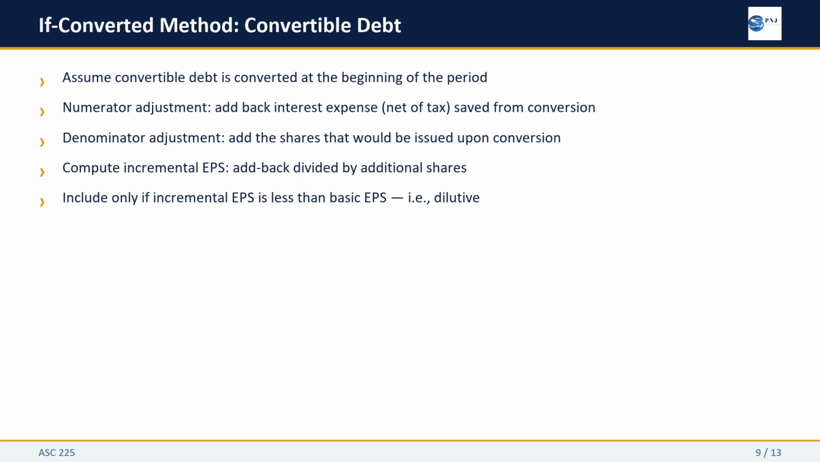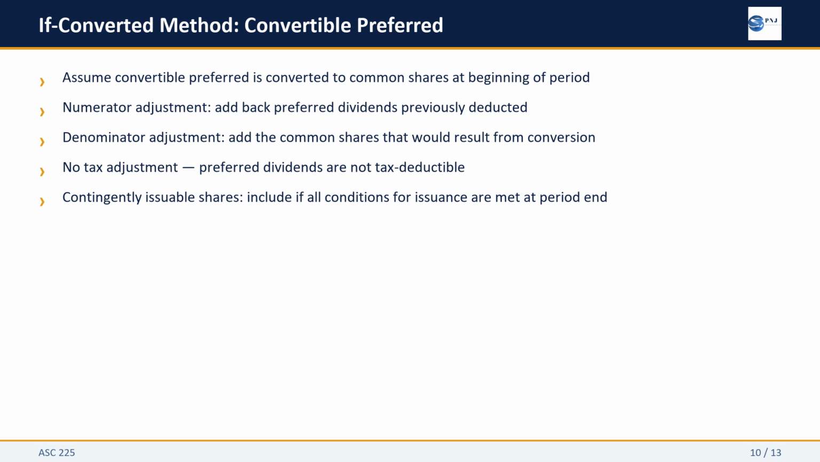Before including the security, calculate the incremental EPS, the numerator add-back divided by the additional shares. If that incremental rate is below basic EPS, the security is dilutive and gets included. Convertible preferred follows the same if-converted logic as convertible debt, with one important difference. Preferred dividends are not deductible for tax purposes, so there is no tax adjustment to the numerator add-back.